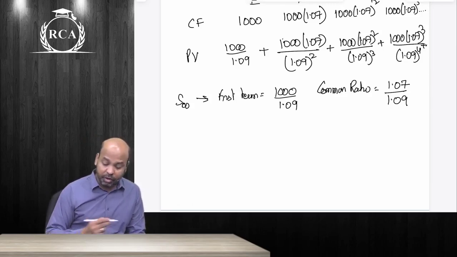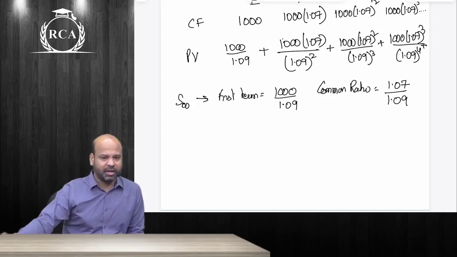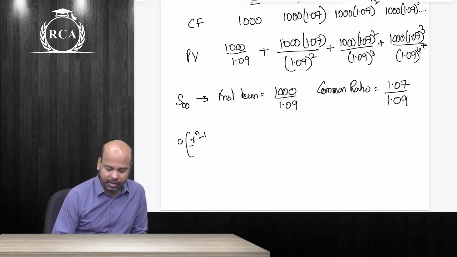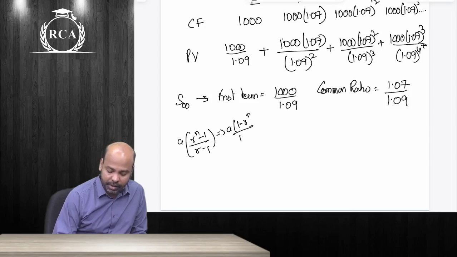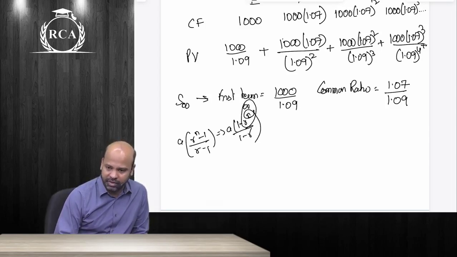Sir, where did this formula come from? A by 1 minus R. Look in the foundation notes, it is explained, where n tends to infinity. You must have learned a into r power n minus 1 by r minus 1, or if r is less than 1, a into 1 minus r power n by 1 minus r. When n tends to infinity, r power n, the value of the common ratio, if it is less than 1, will come down to 0. You will be left with a by 1 minus r.